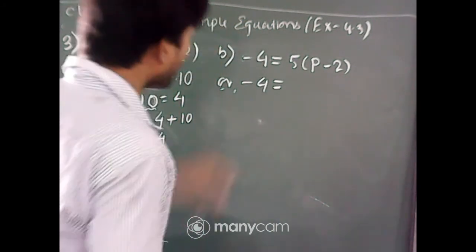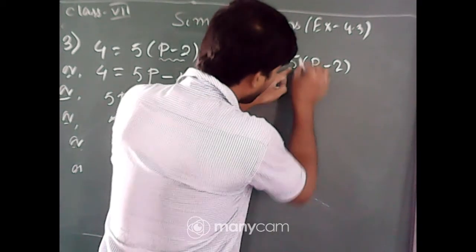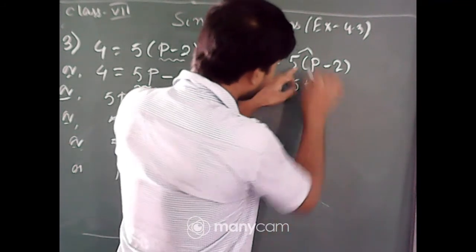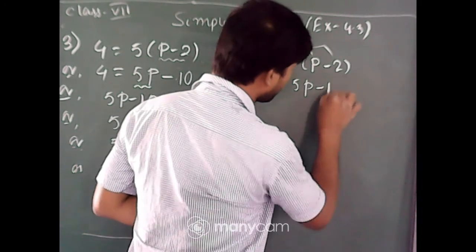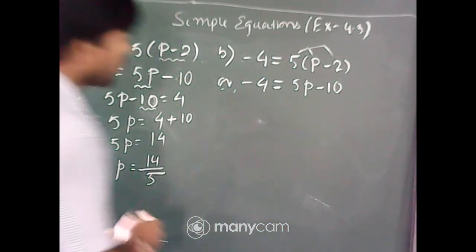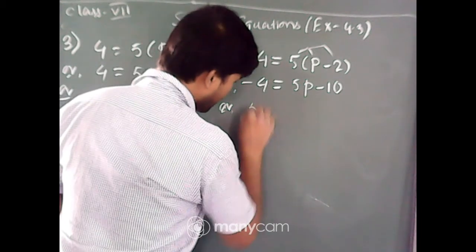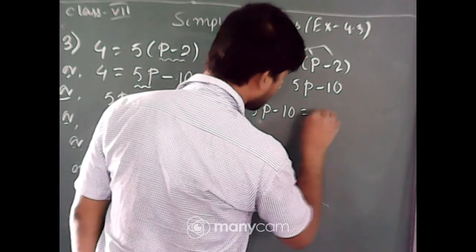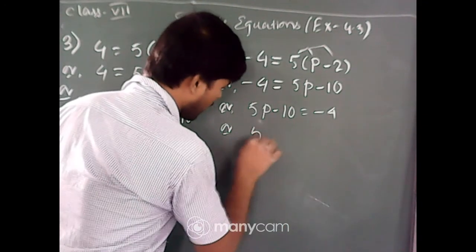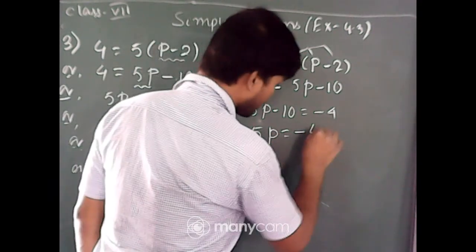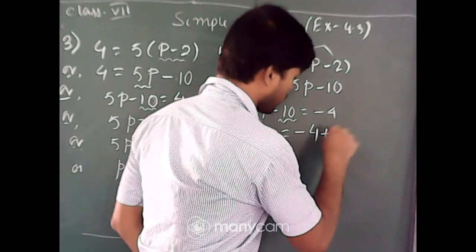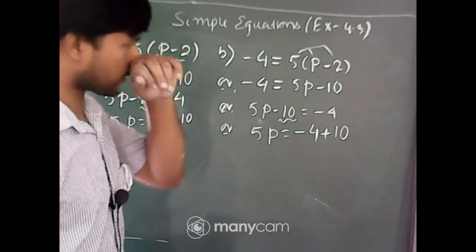Okay, now remove this bracket. So first we have to multiply p and 5, which is equal to 5p, and then we have to multiply 5 and 2, which is equal to minus 10. Now just flip the equation. So now turning the equation, we have 5p minus 10 is equal to minus 4. That means 5p will be equal to minus 4, and we shift this minus 10 from left hand side to right hand side. So its sign will be plus 10.